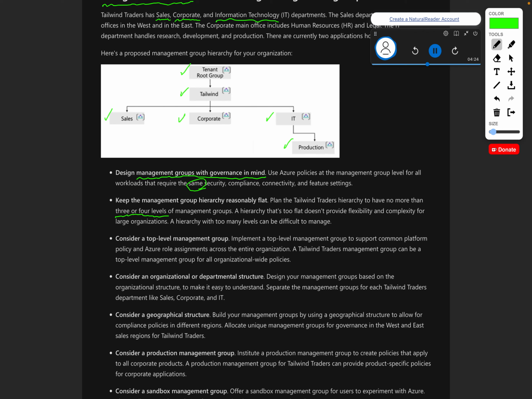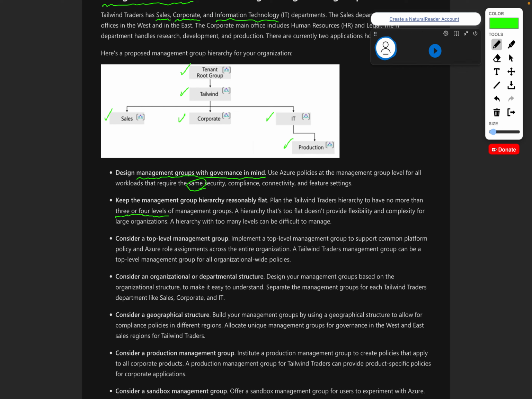Consider a top-level management group. Implement a top-level management group to support common platform policy and Azure role assignments across the entire organization. A Tailwind Traders management group can be a top-level management group for all organizational-wide policies.